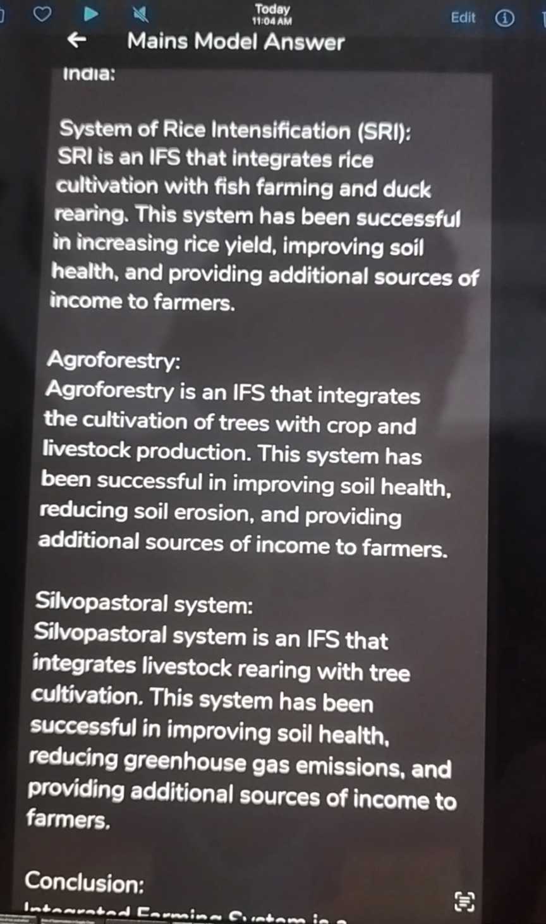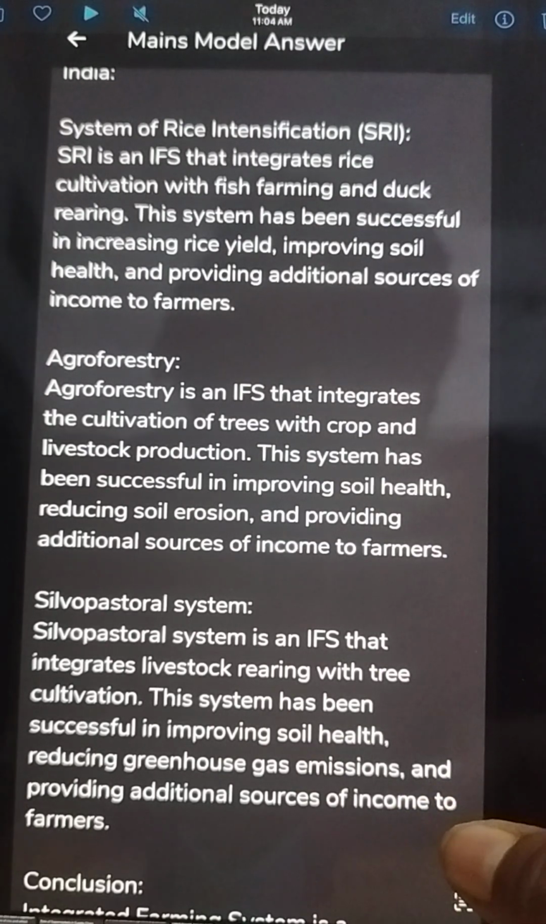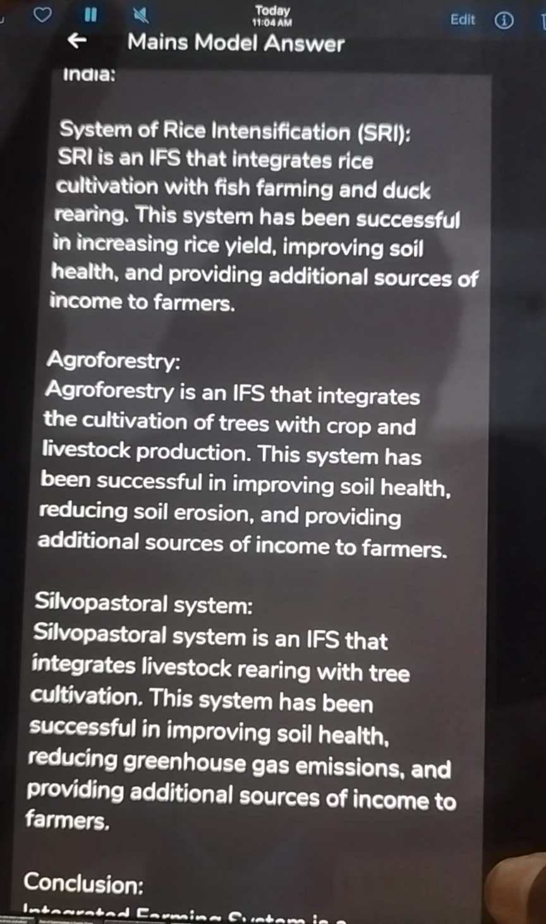Then comes silvopastoral system. Silvopastoral system is an IFS that integrates livestock rearing with tree cultivation. The system has been successful in improving the soil health, reducing greenhouse gas emissions, and providing additional sources of income to the farmers.